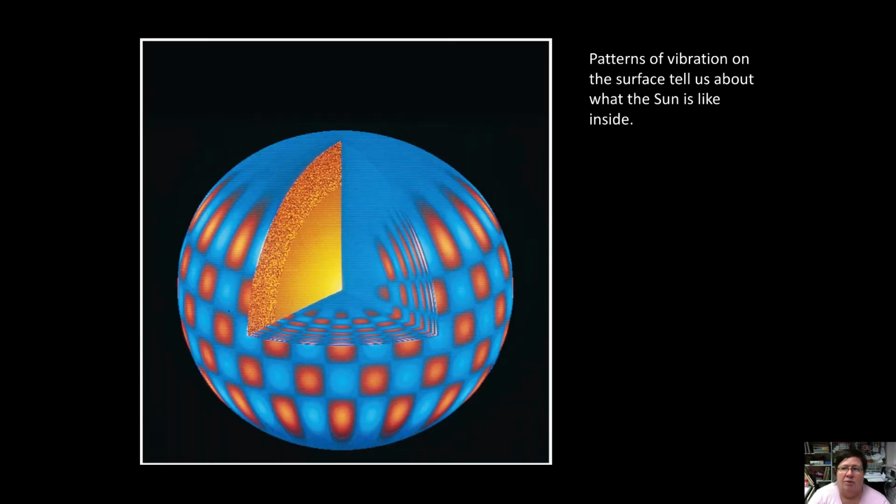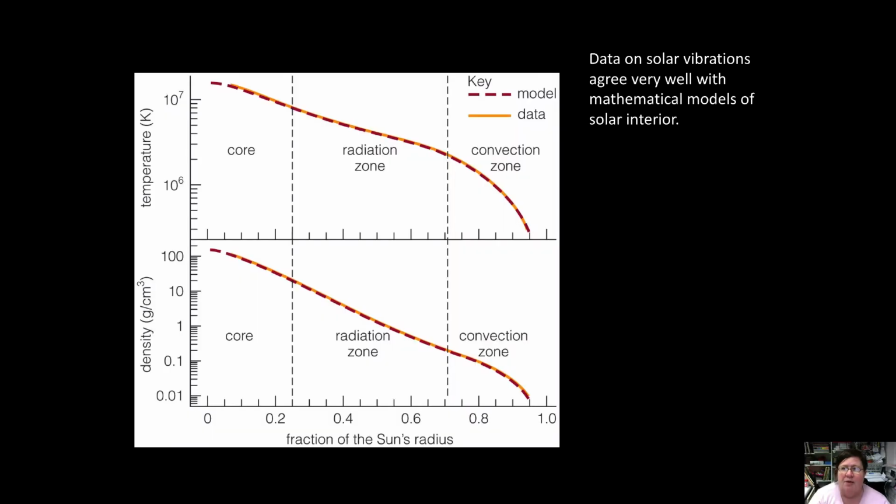Okay. So the patterns and vibrations tell us a lot about what the sun is like inside. And then we use that data to verify mathematical models of the solar interior. You can see here that the model, the dashed line, deviates a little bit near the core. But in the radiation zone and the convection zone, it matches very well with real data. So this is how we try to understand the structure of the sun in detail.